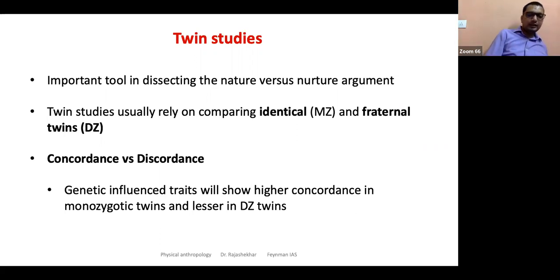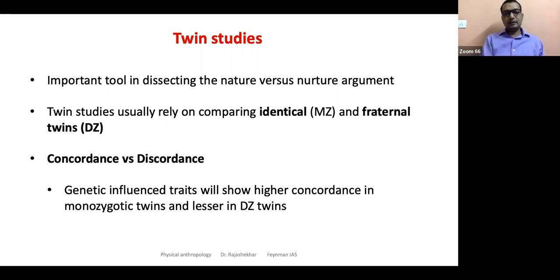Here we need to understand two terms, concordance and discordance. I'll explain that in a minute. Concordance value and discordance value we need to understand. But let's wait. Let me show a few scenarios here. How can studies be, and what do they reveal differently? Then I will come back to the concordance and discordance part.